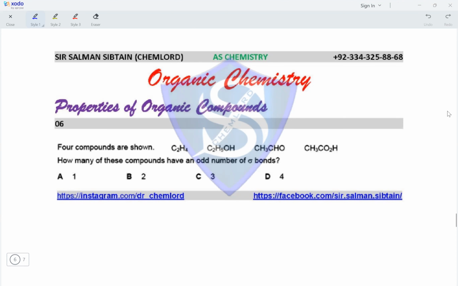Question 6. Four compounds are shown: C2H4, C2H5OH, CH3CHO, and CH3COOH. How many of these compounds have an odd number of sigma bonds? So, in order to count the number of sigma bonds, we need to draw the displayed structures. C2H4 would be drawn this way. Then we would have C2H5OH, which would be drawn in this way.